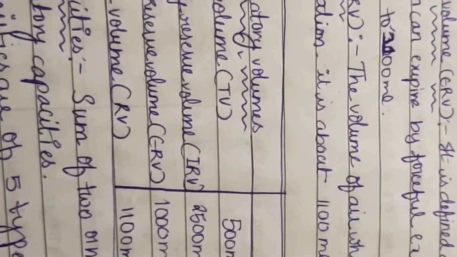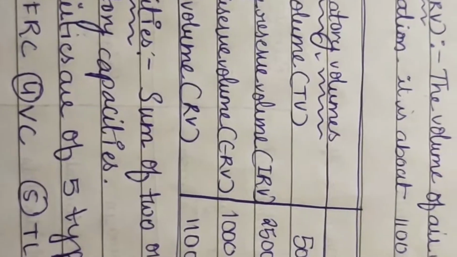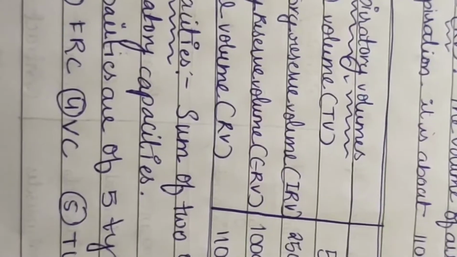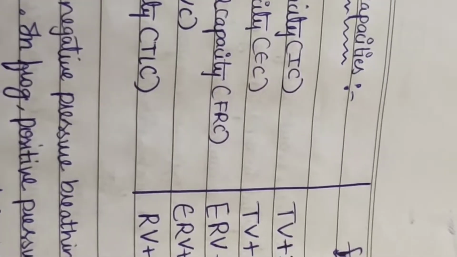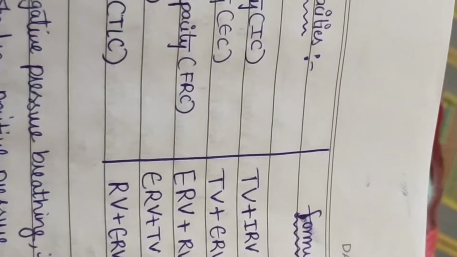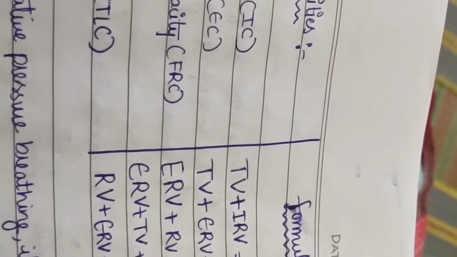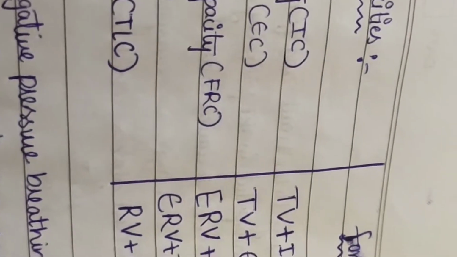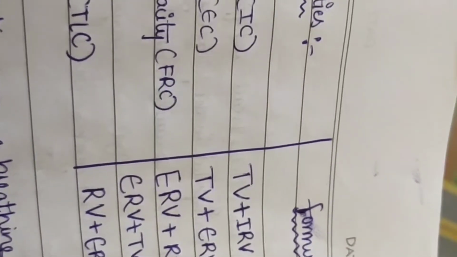Then fifth is respiratory capacities. The sum of two or more respiratory volumes is known as respiratory capacities. Respiratory capacities are of 5 types: IC, EC, FRC, VC, TLC. Now let us discuss each of them. Here you can see inspiratory capacity, IC, TV plus IRV, ranges from 3000 to 3500 ml. Then expiratory capacity, EC, TV plus ERV, which ranges from 1500 to 1600 ml. Then functional residual capacity, FRC, ERV plus RV, 2100 to 2300 ml.